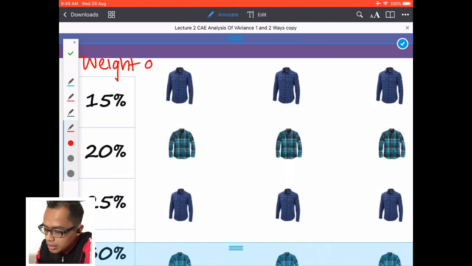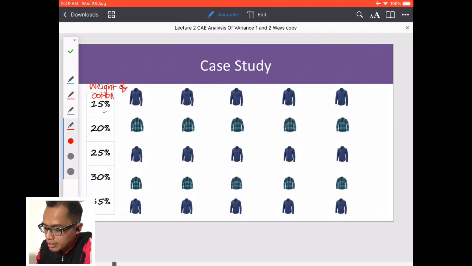These percentages will be the weight of cotton. Here you have 15%, 20%, 25, 30, and 35% cotton. So we increase the percentage of cotton in a shirt. Cotton may be mixed with something else, maybe polyester or linen, to make a stronger shirt. Cotton is used because it is generally a cooling cloth, so it's good to wear cotton rather than a super dry cloth. These are the weight of cotton in percentage.